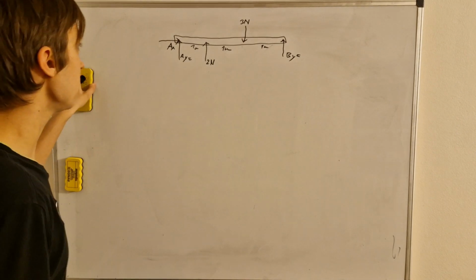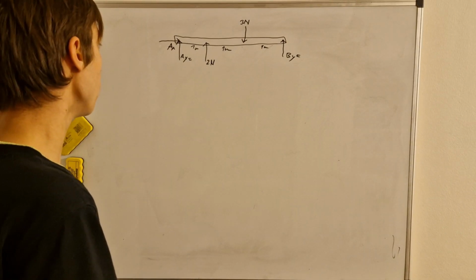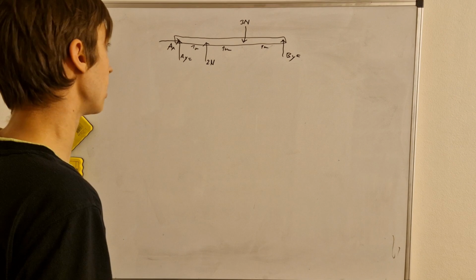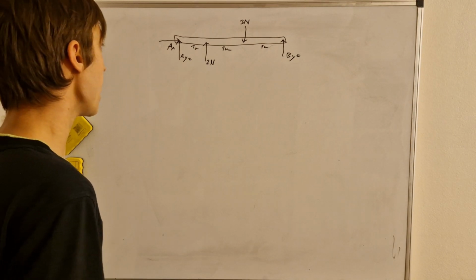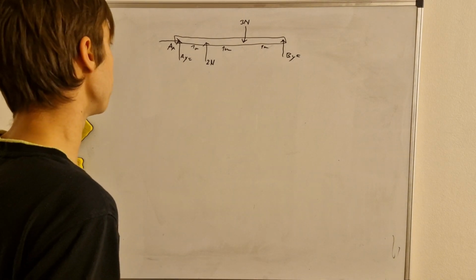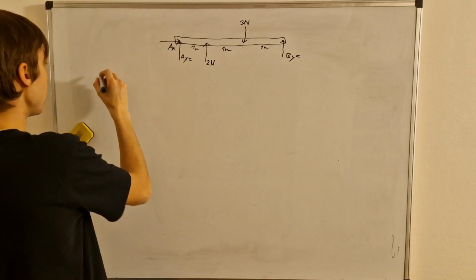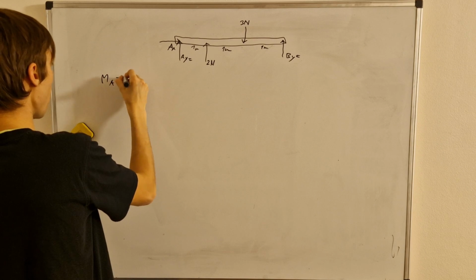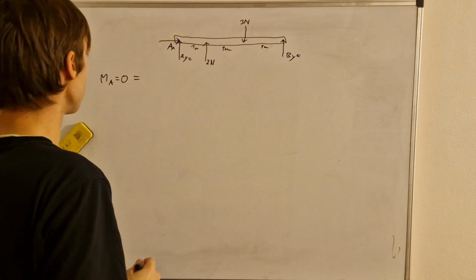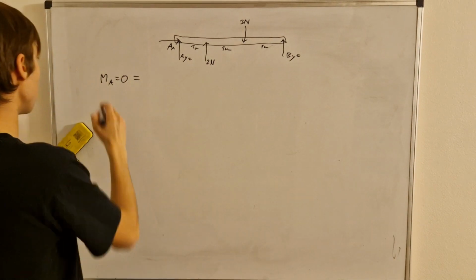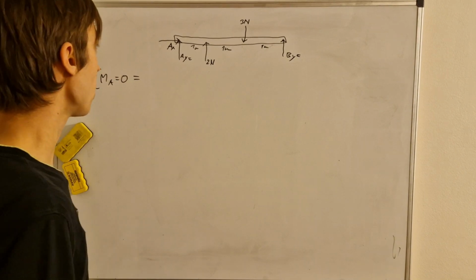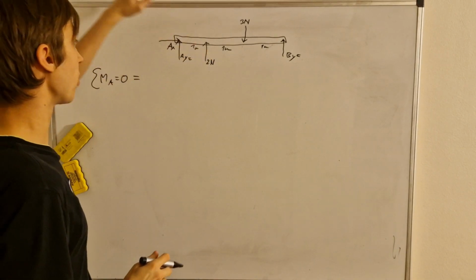What I can do is take a moment around A and then calculate thereby for B. So I will take a moment at A, and that should equal in total to 0. So the net moment at A should equal to 0. And then what do we get from that?